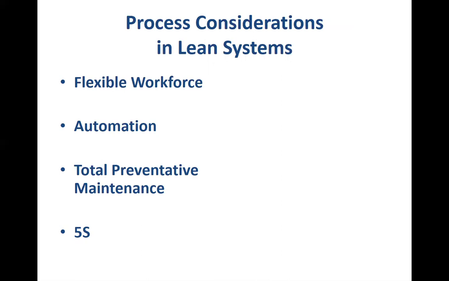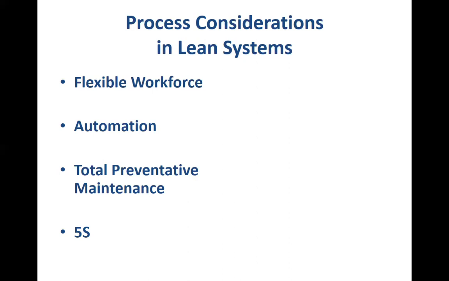The next process consideration is flexible workforce. And here the idea is that you are cross-training workers so that they can do multiple things. So instead of specialization, here cross-training is important, and that flexibility allows them to do multiple tasks and also helps the organization to ensure quality at source. Whenever there's a quality issue, others can actually come and help because they are aware of all these different types of processes that are part of the organization.